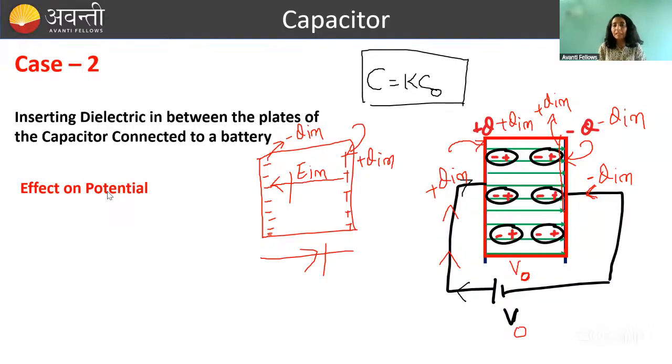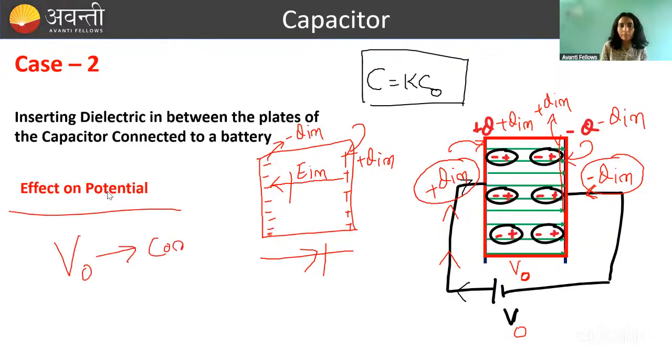So basically, when a capacitor is connected to the battery, potential or electric field will not change because its capacity will increase because of insertion of dielectric. Because of increased capacity, it can draw charge from the battery. Here there is a battery, so it will draw those additional charges. And that value of additional charge I'm saying here, it will be equal to this, such that net electric field will not change. So effect on potential what? V naught will be constant because it is connected with the battery.